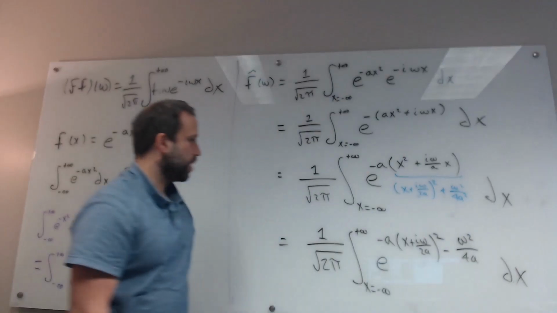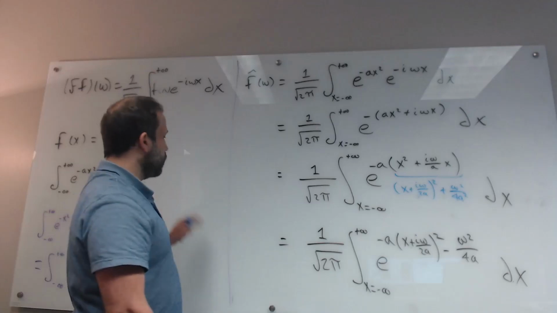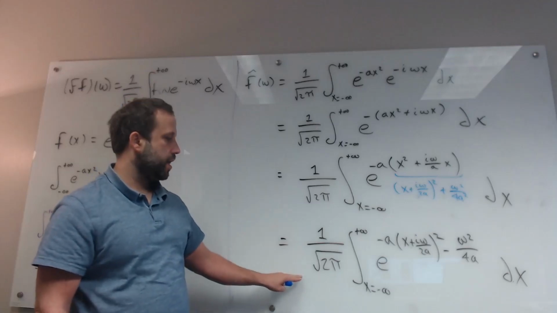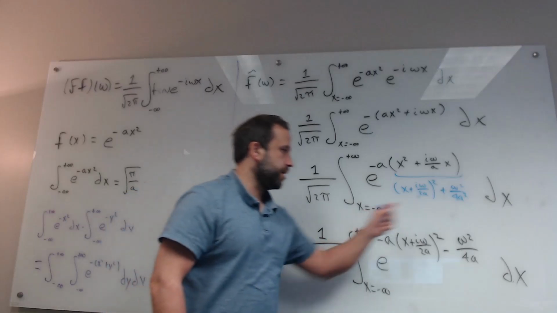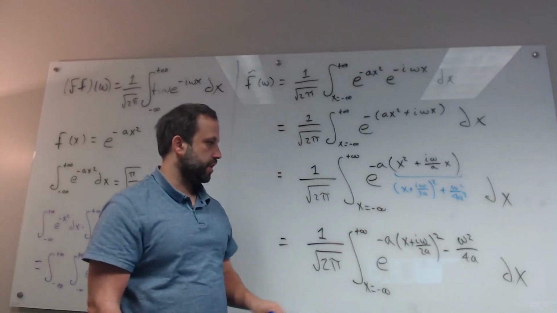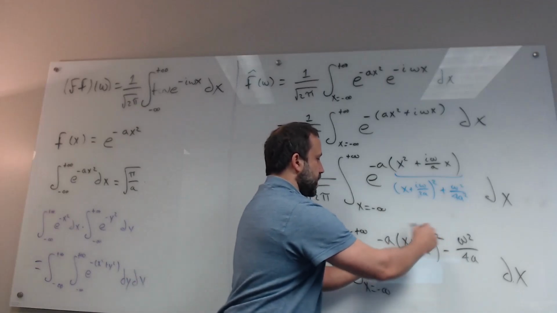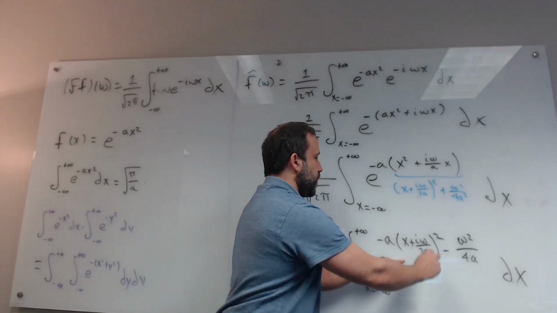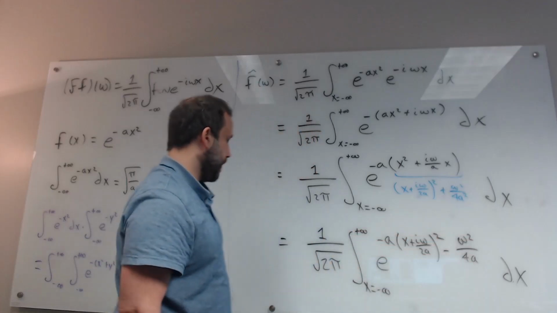So let me just read what I have here. The Fourier transform of the function in question is 1 over the square root of 2 pi times the integral going from minus infinity to positive infinity. The function we're integrating is an exponential function, and in the exponent we have minus a times this quantity here, x plus i omega over 2a, that whole thing squared, and then minus omega squared over 4a.